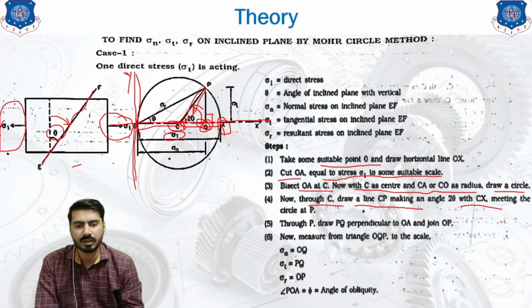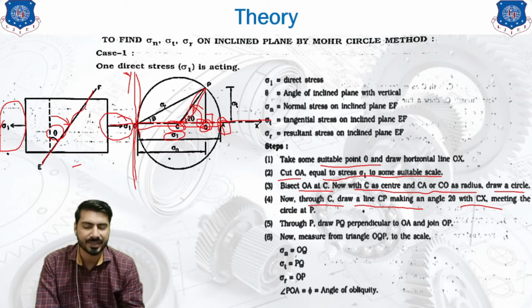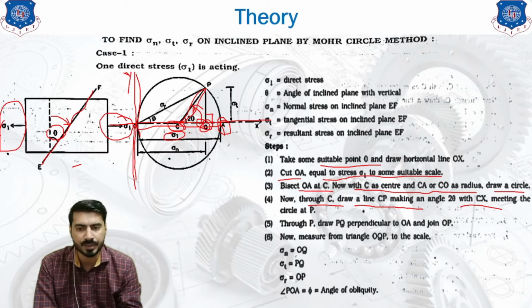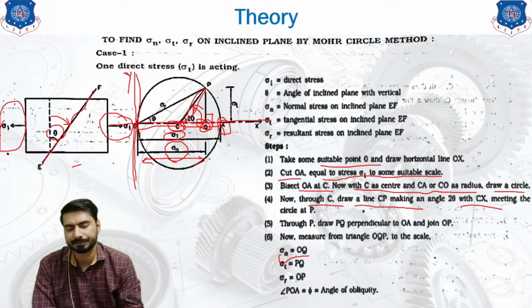Now measure from the triangle OQP. Which one is the triangle OQP? This is our right angle triangle OQP, right? So from triangle OQP, to the scale, sigma n equals OQ. Now this sigma n is equal to OQ, so we need to find out this much length. Let's say this length comes out to be 0.75 centimeter.